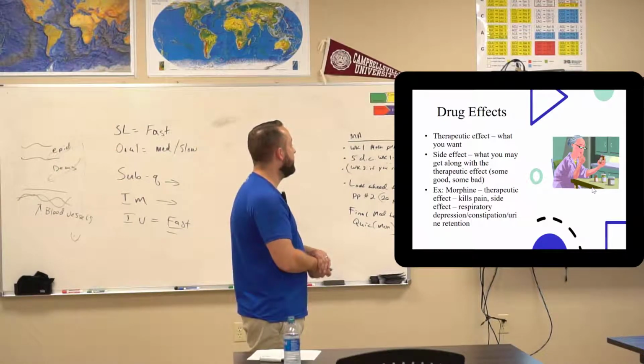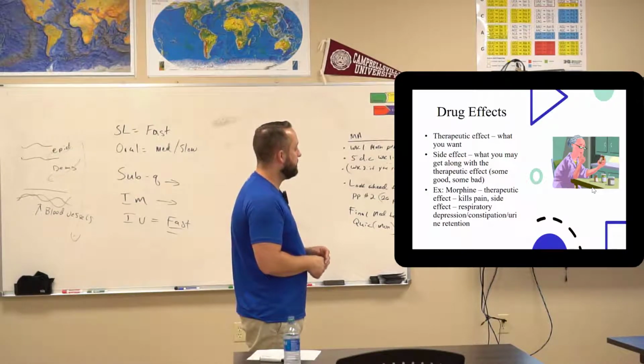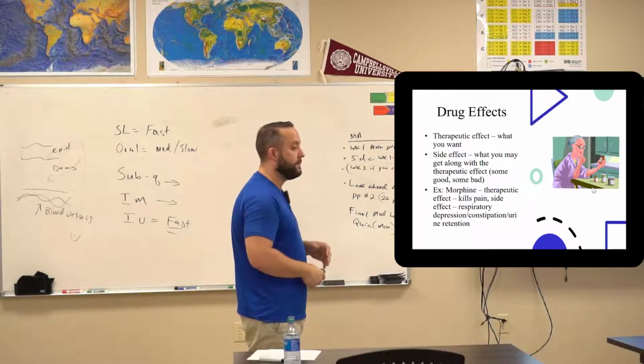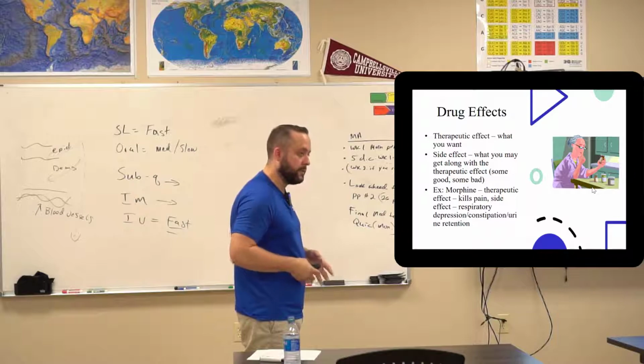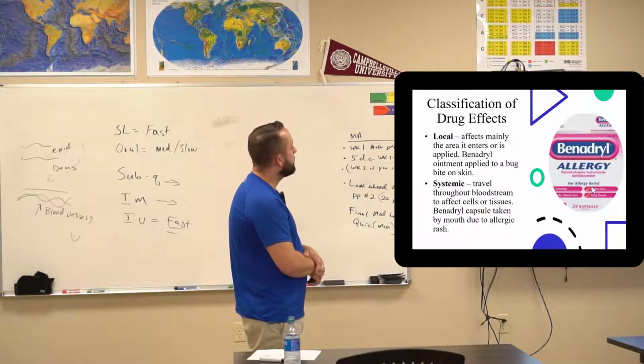Morphine, the therapeutic effect of that is obviously painkiller, but a bad side effect is it depresses your respiratory drive, causes constipation, because your bowels slow down, they're not as motile. You stop making urine.